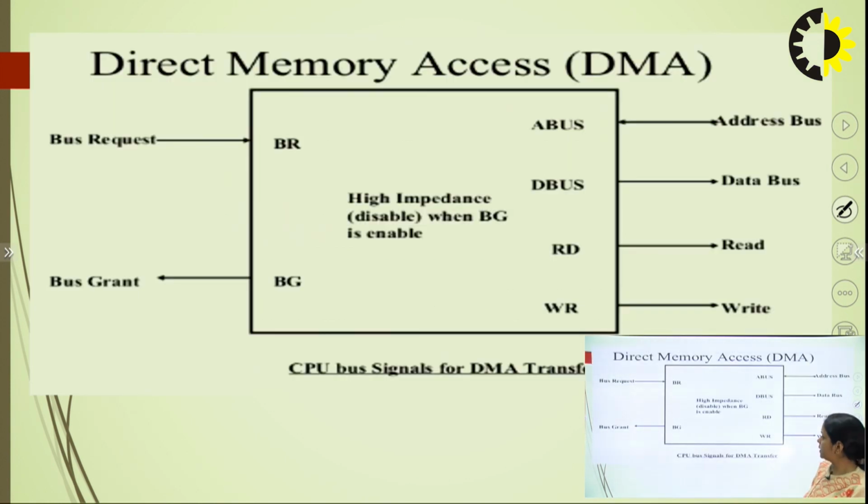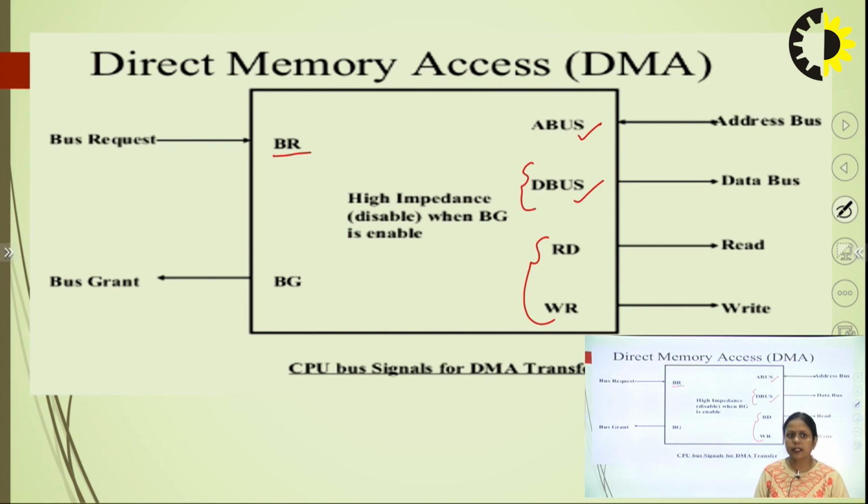You can see here, this is a CPU bus signal for DMA transfer. This is the bus request signal. The bus request signal is sent by the DMA controller to the CPU for the buses. We have three main types of buses: address bus, data bus and control bus. The address bus is used to transfer addresses from one device to another. The data bus is used to transfer data from one device to another, and read and write are the control signals. Control data is sent by the control lines.